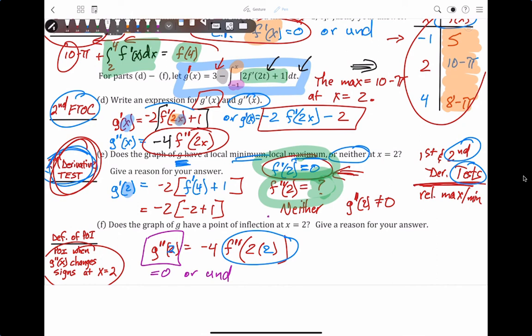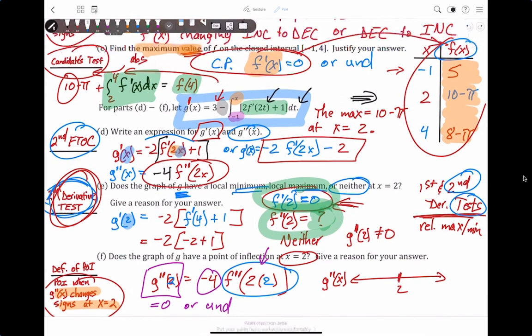We know that this is undefined. And undefined times negative 4 is still undefined, or does not exist, however you want to look at it. But nonetheless, we need to look at sign changes. That's the biggest thing whenever we're analyzing a second derivative for its point of inflection. So we want to know if G double prime at 2 has a change of signs from negative to positive or from positive to negative. If those sign changes occur, then there is a point of inflection at 2, okay?